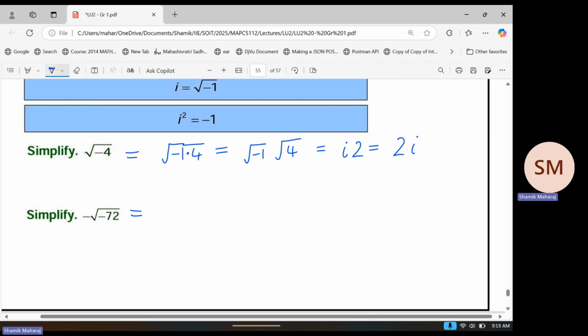This part here, it's exactly the same. It's i multiplied by 2. I'm just saying you can rewrite it like this. It depends which one.